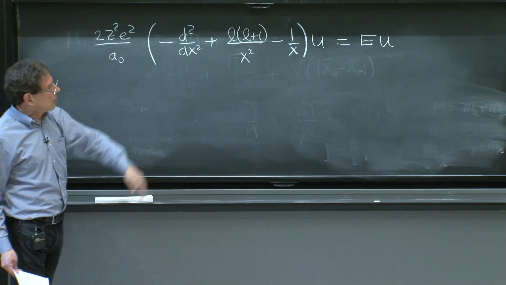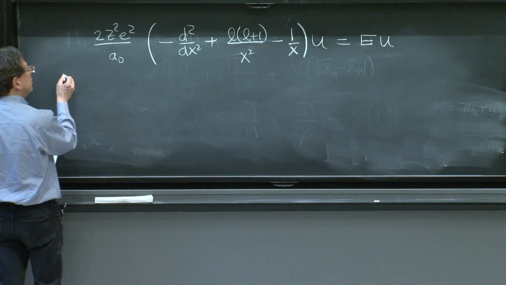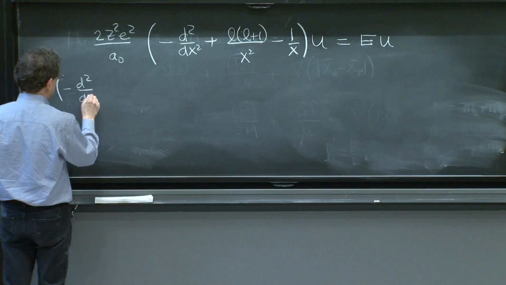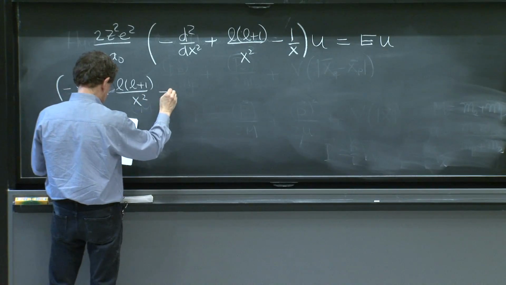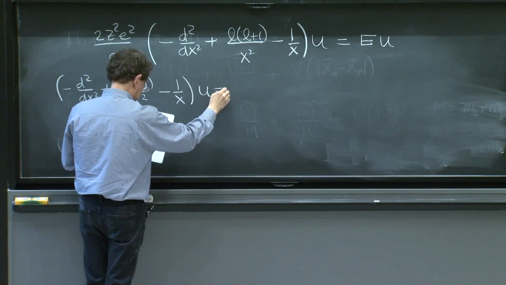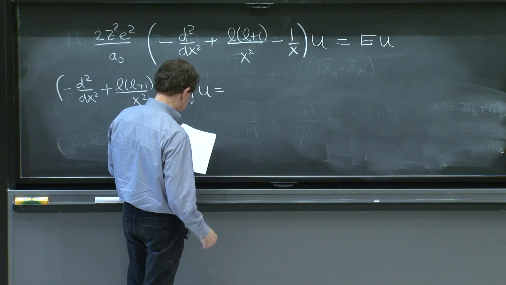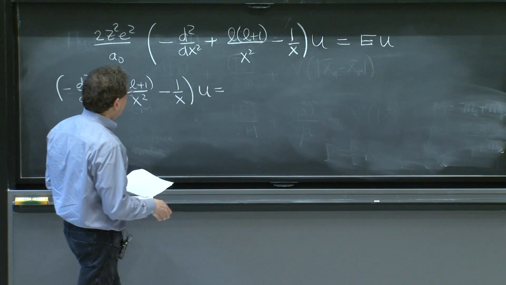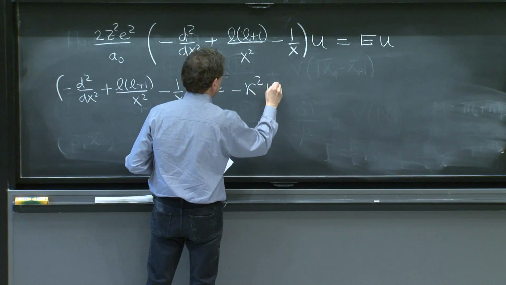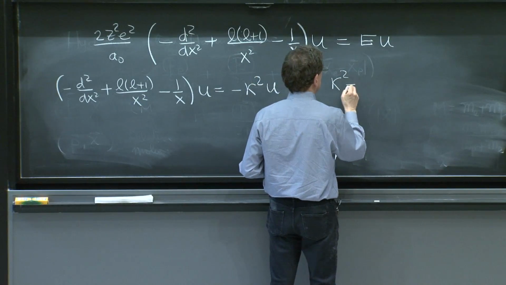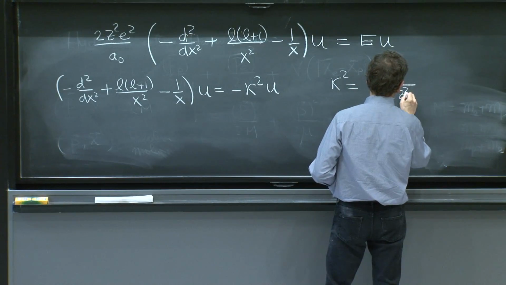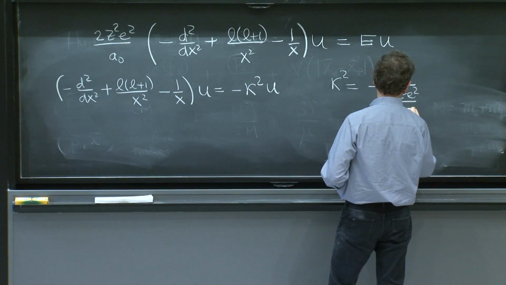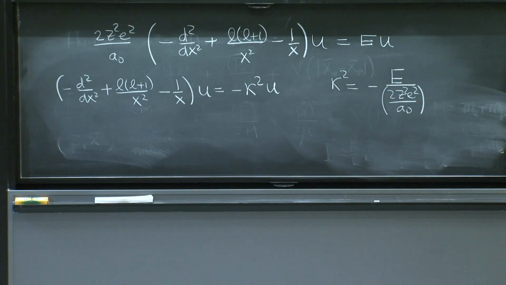So might as well move that to the other side to get the final form of the equation, which would be minus d second dx squared plus L times L plus 1 over x squared minus 1 over x u is equal to minus kappa squared u, where kappa squared is going to be minus E over 2z squared little e squared over a0.